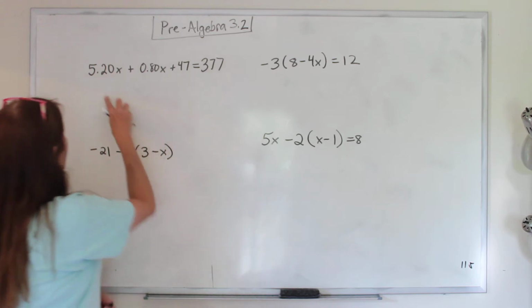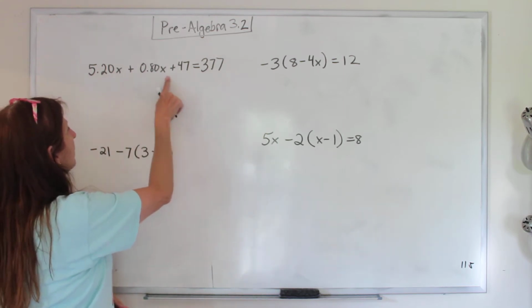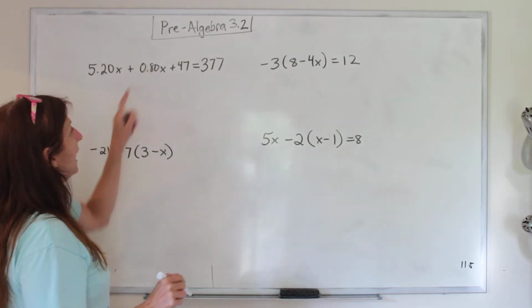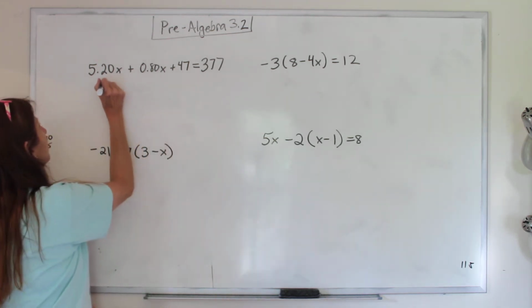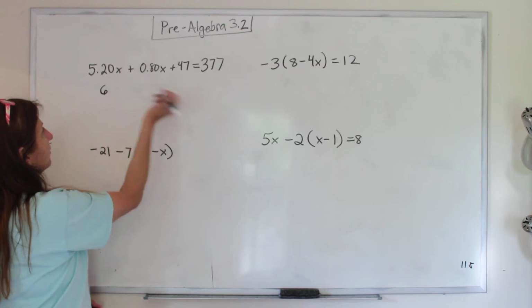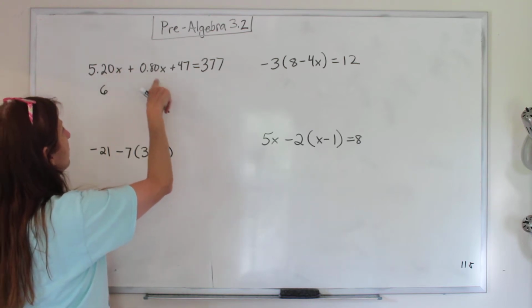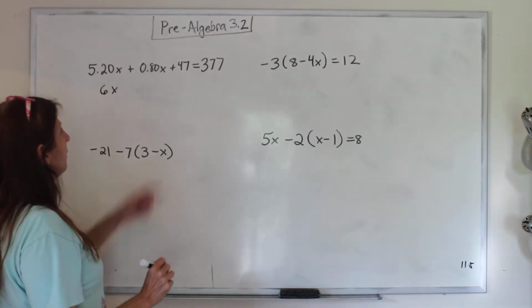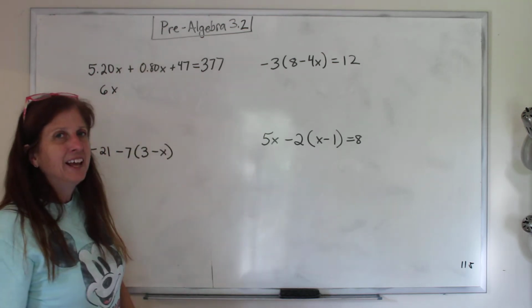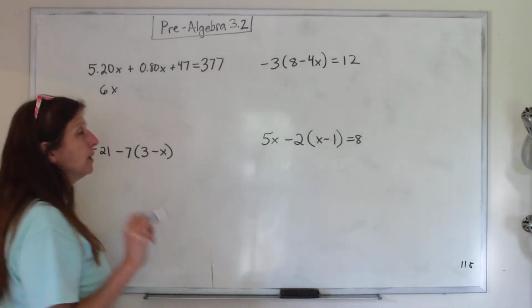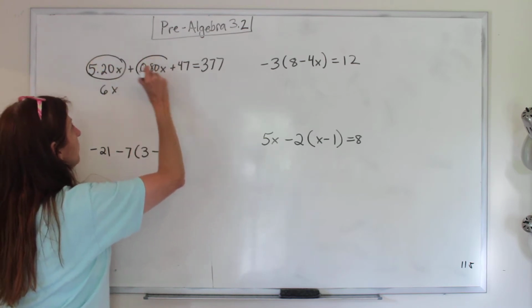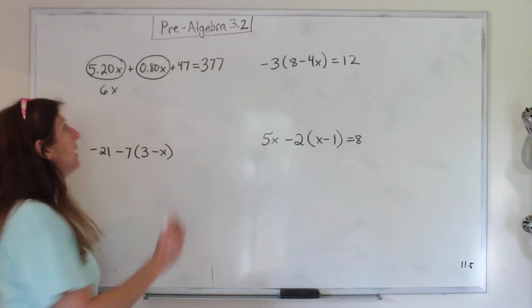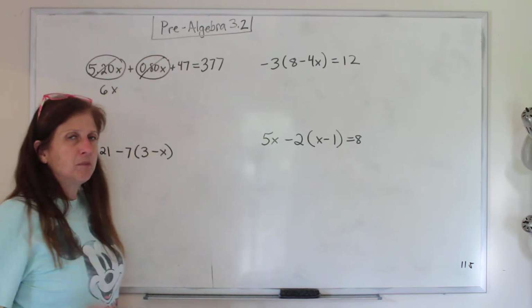Okay, so what is 5.20 plus 0.80? Well, 20 cents and 80 cents is $1. So I know this is 6, really just 6x, because 5.20 plus 0.80 is 6. But you can do it on your calculator if you're not sure. I usually will circle these first to gather them up, and then I'll mark them out. It's part of my organization.